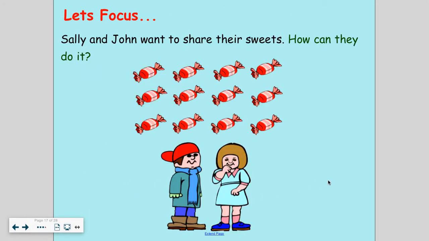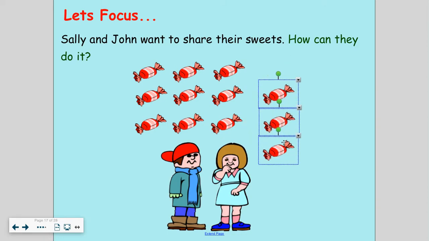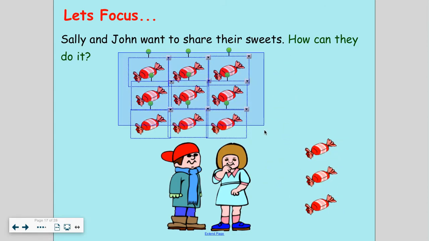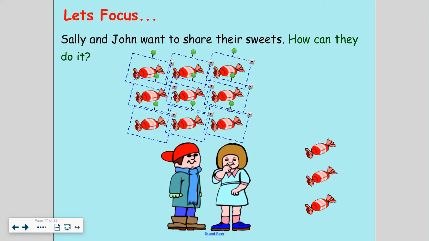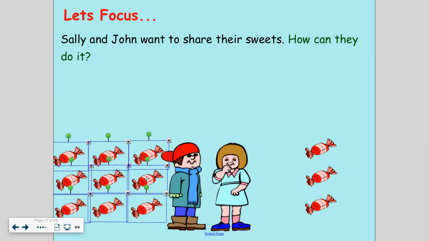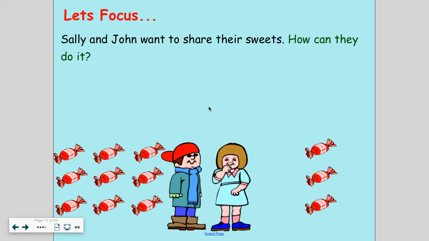Now, Sally and John have some sweets here, and they would like to share their sweets. So we're going to think about how they can do it. Well, I know. I'm just going to give these sweets to Sally. I'm going to give these sweets to John. I've shared the sweets. They both have some. Are you happy with what I've done? Perhaps you could pause the video here and talk to an adult about what you think.